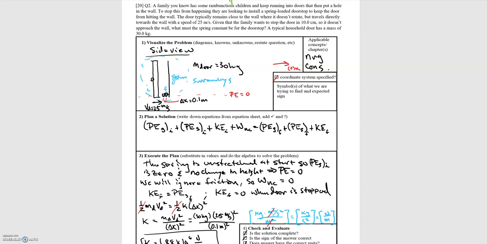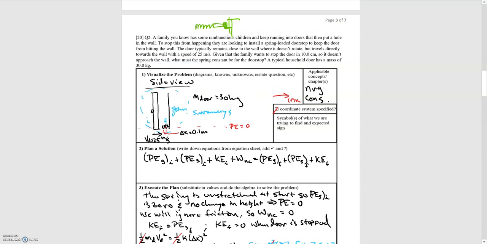So a stiff spring, so we're expecting something with a very large spring constant, or a k, because it needs to be able to stop the door in a very, very short distance. So what type of problem is this? This is definitely a conservation of energy problem.